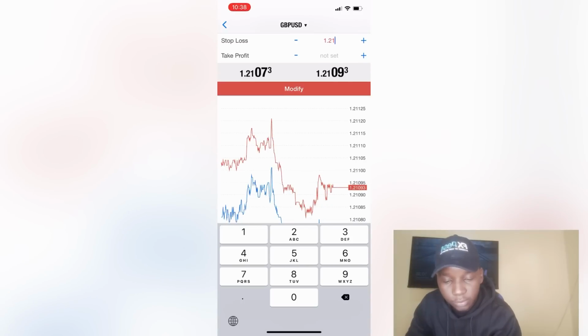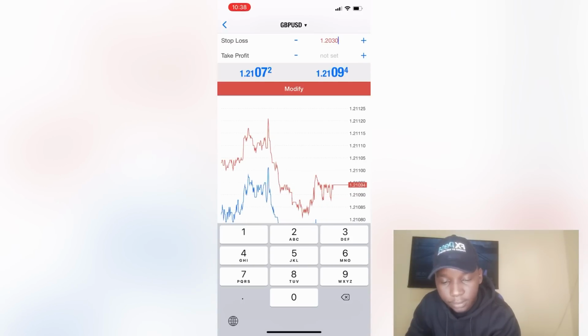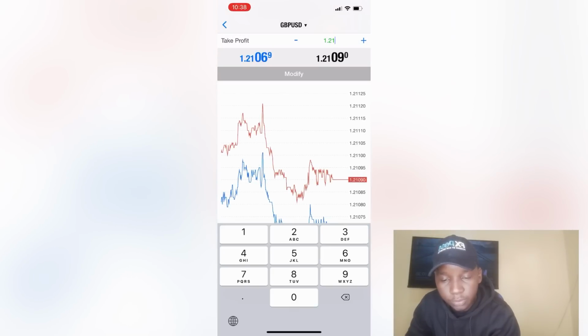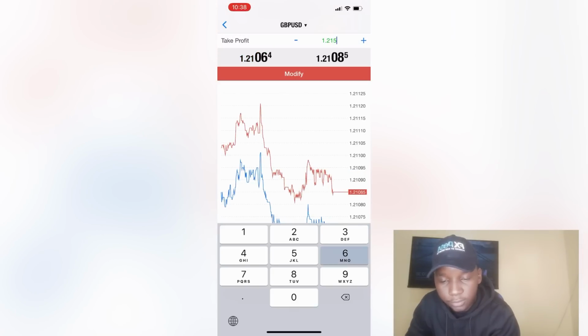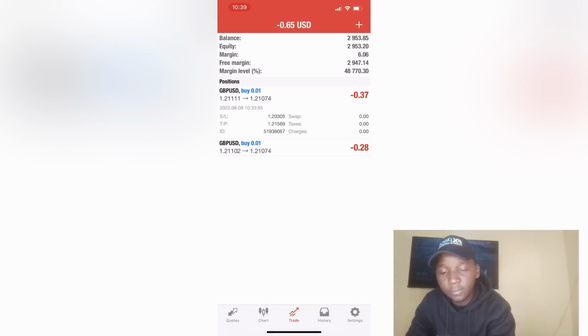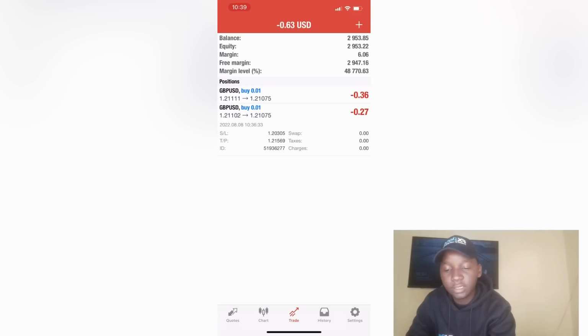So my stop loss value will be 1.20305, and then my take profit value will be 1.21569, and then I modify. Okay, if I tap on it, I can see now my stop loss value is there, my take profit value is there. If I tap on this one, I have my stop loss value here and my take profit value here.